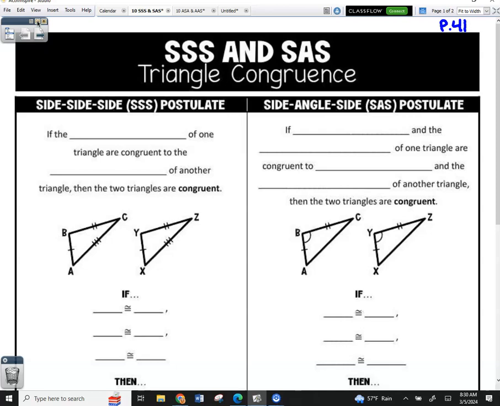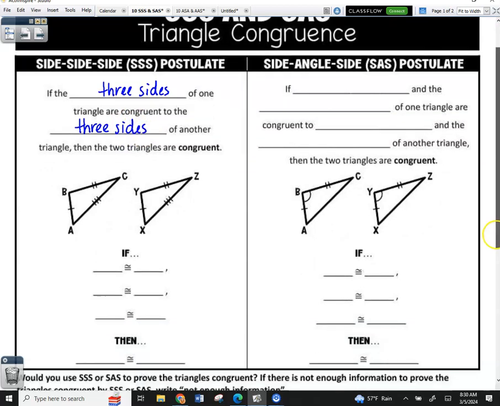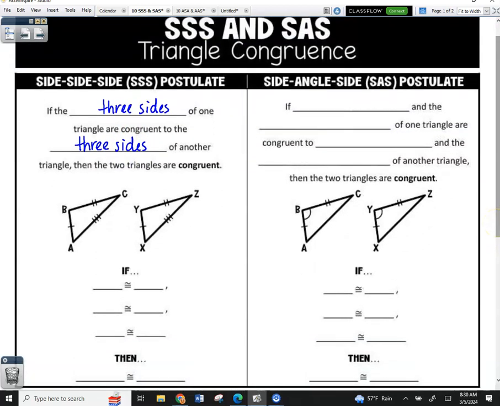All right, if the three sides of one triangle are congruent to the three sides of another triangle, then the two triangles are congruent. The shortcut is SSS. You need three sides of one triangle congruent to three sides of the other.